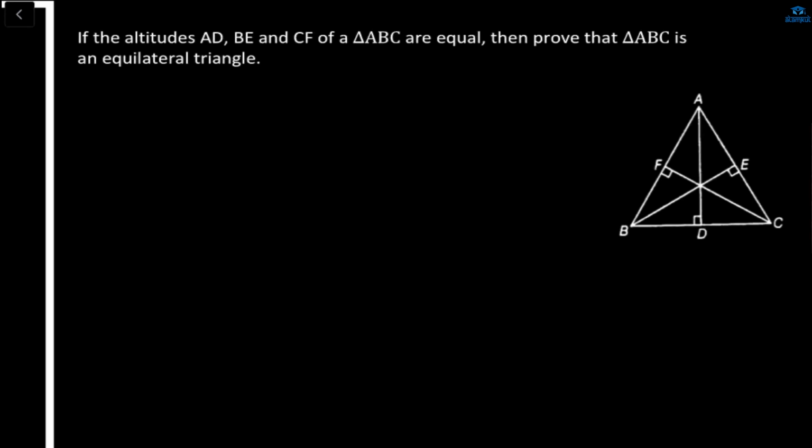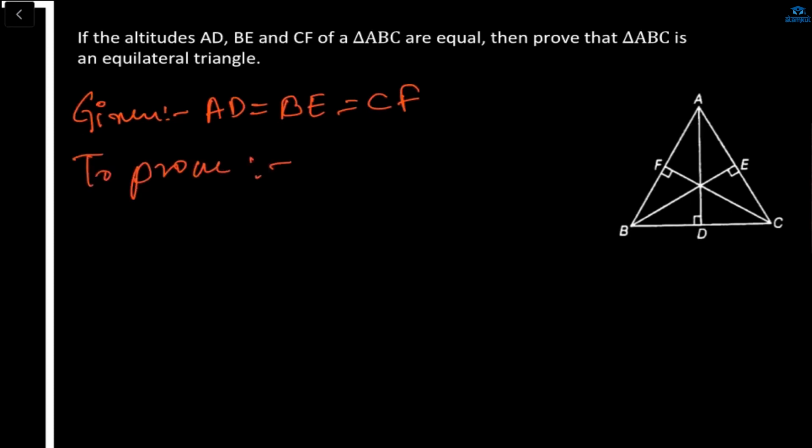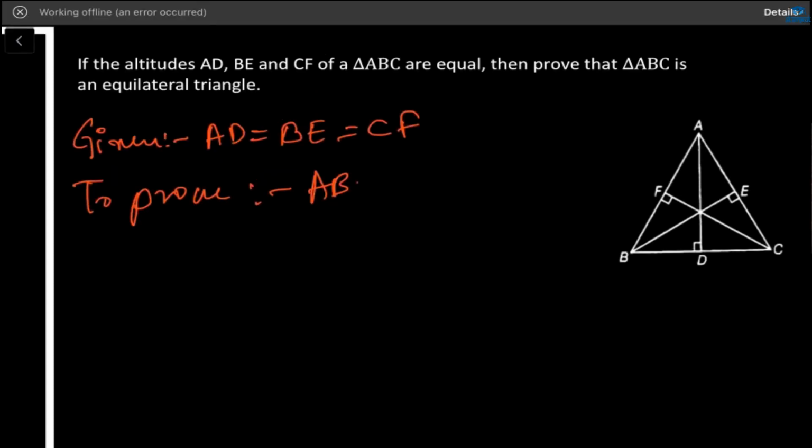Now, what is given here? All the altitudes are equal. That means AD is equal to BE is equal to CF. And what else is given? Nothing. To prove, what you have to prove? That AB is equal to BC is equal to CA. All the three sides are equal. Equilateral triangle means this only, that all the three sides are equal.